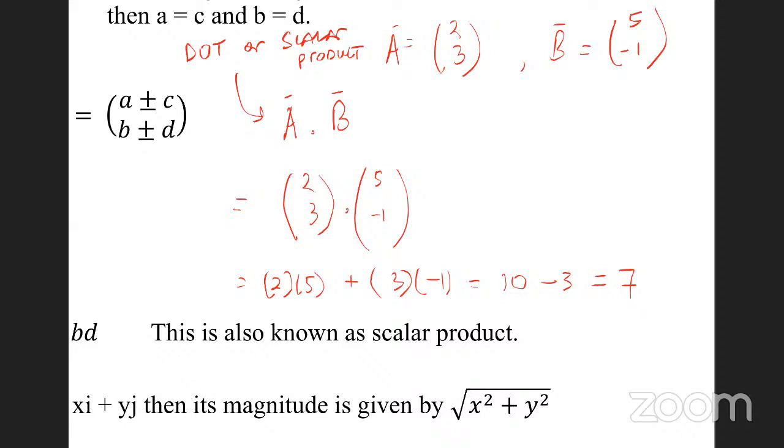Okay? So again, you're multiplying the top 2, bottom 2, and you add them. And notice you no longer have a vector. This is a scalar. That's just a magnitude. That's why it's called the scalar product, because we end up with a scalar.